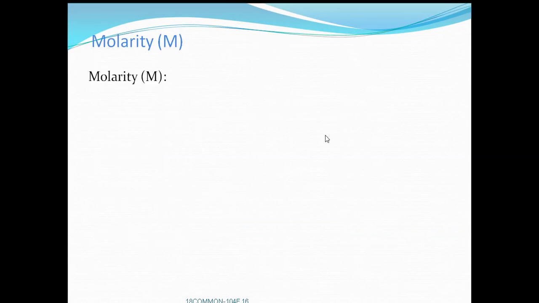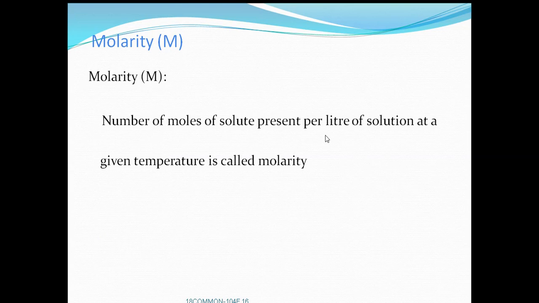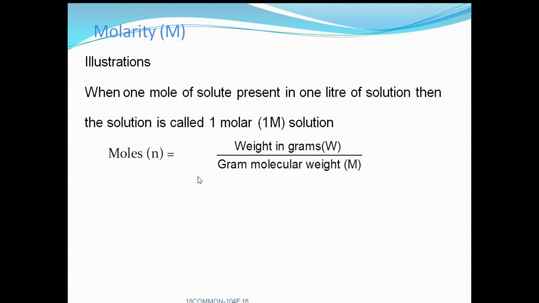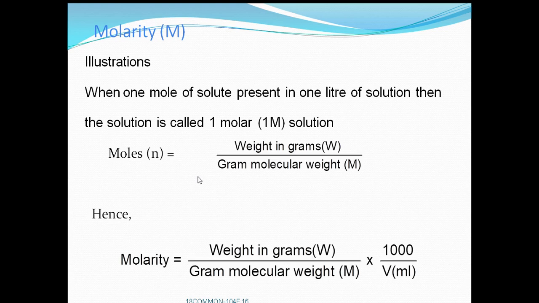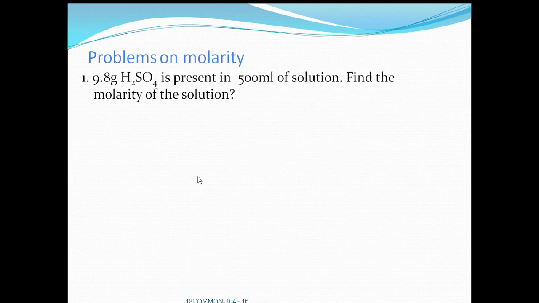So this is the very important term. What is the important topic? Molarity. Once again, I am repeating. Molarity is very simple: the number of moles of solute present in 1 liter of solution. That is called molarity, indicated by capital M. Capital M equal to n by V, with volume in liters or milliliters. We can simply write capital M equal to W by G and W into 1000 by V. If you take volume in liters, we can write capital M equal to weight by gram molecular weight into 1 by V.